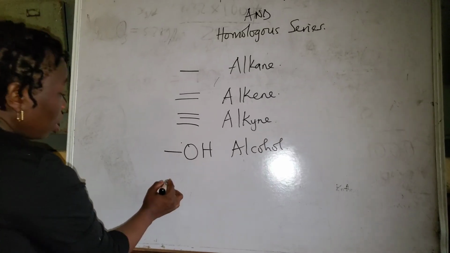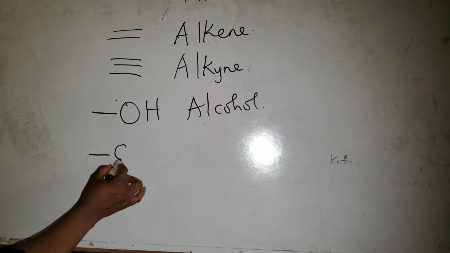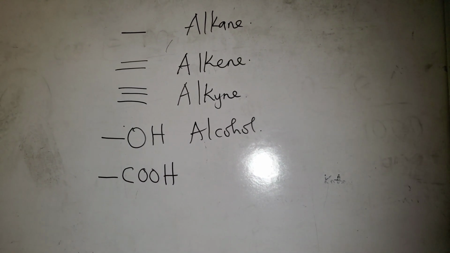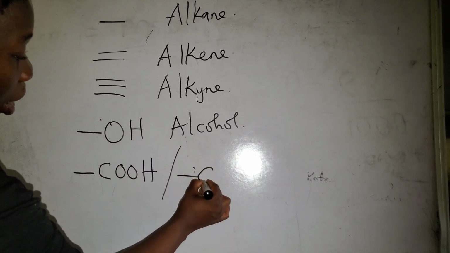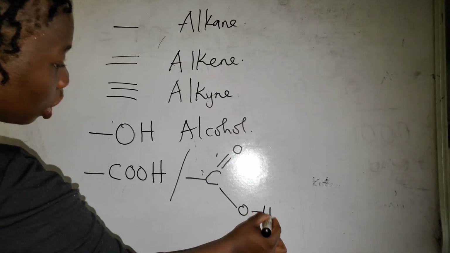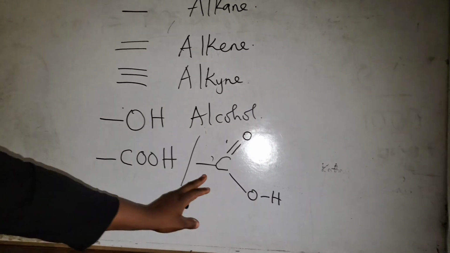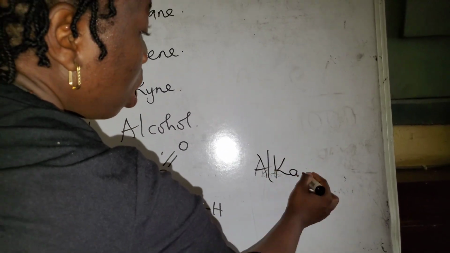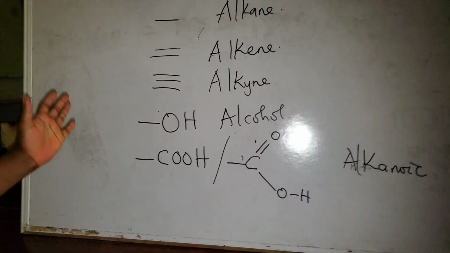Then we have carboxylic acid. The carboxylic acid is represented with C, a bond, C double bond, double OH. And it can also be represented structurally as bond, C, double bond, then OH. So it's either you represent it in a written form or in a structural form, and this is called alkanoic acid or carboxylic acid.